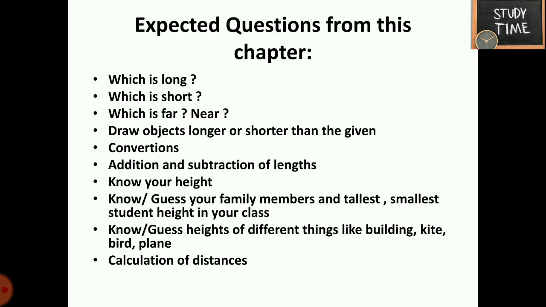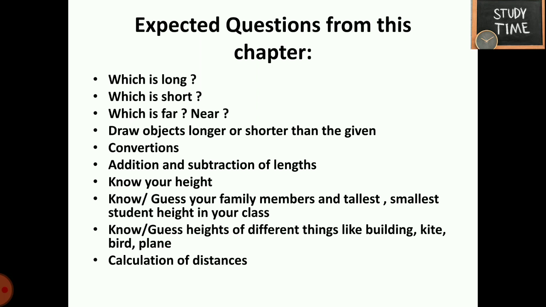Next are expected questions from this chapter. You can get what is long, what is short type of questions, in which a few objects will be given. You have to find which is long, which is short. You can also expect which is far, which is near, and questions like draw objects longer or shorter than the given objects. Next, conversions. You need to know about conversions: kilometer to meter, meter to centimeter, centimeter to kilometer. Those conversions you should know.